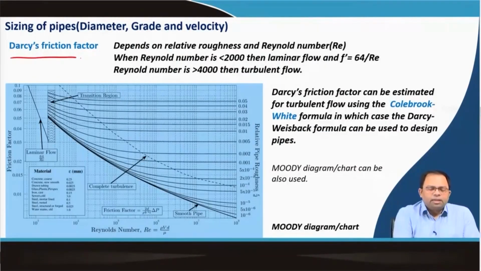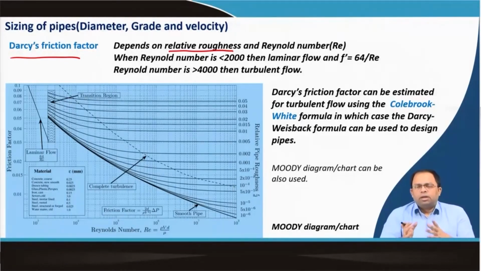Darcy's friction factor depends on two things. One is the relative roughness of the pipe, or the smoothness of the internal surface of the pipe, and the other is the Reynolds number. What is Reynolds number? I will come to that. These are the two important parameters, and there is another criterion. When Reynolds number is less than 2000, we assume that the flow in the pipeline is laminar, which in most cases it is not, and then we can assume that F dash is equal to 64 by Reynolds number.